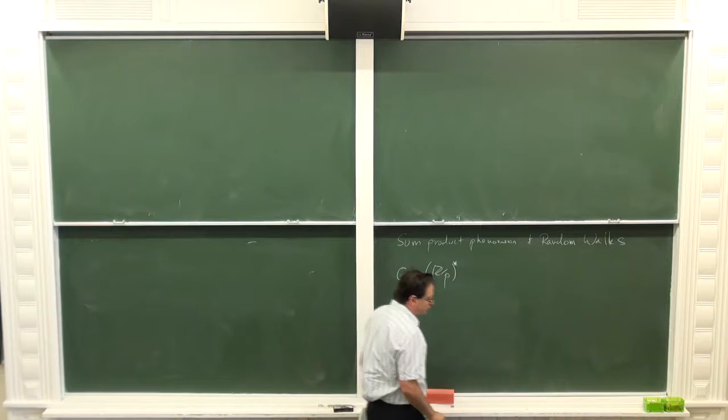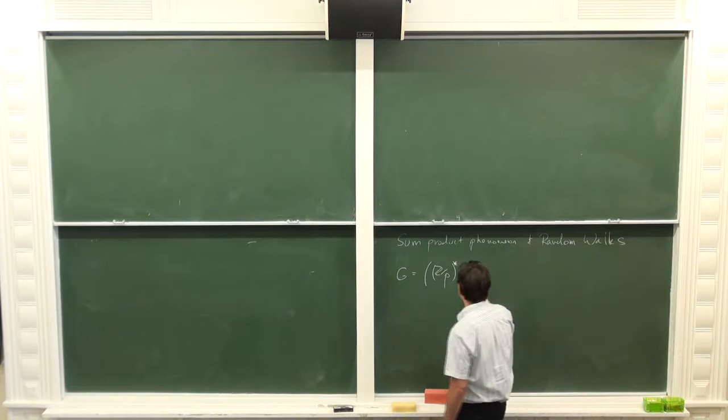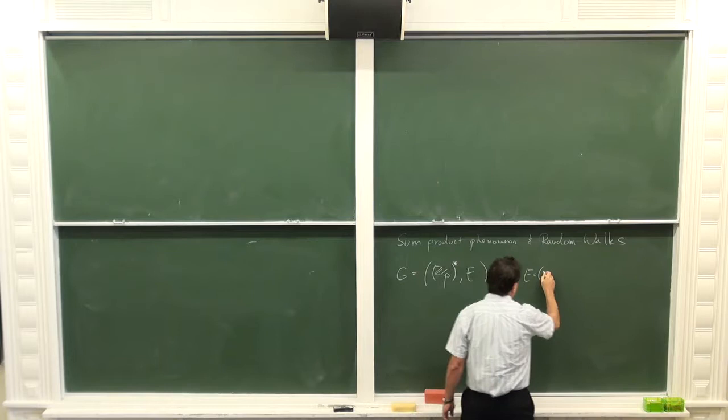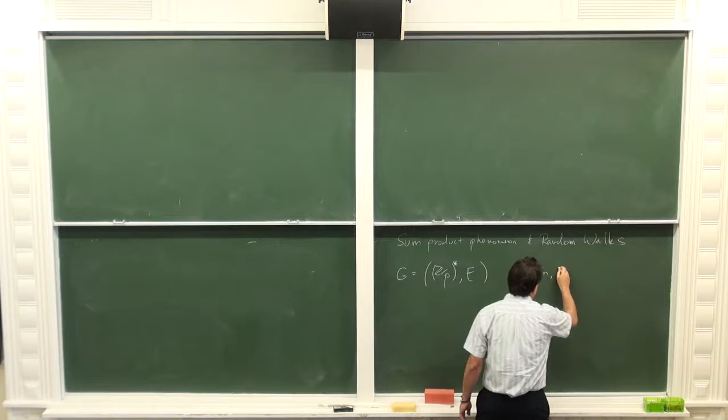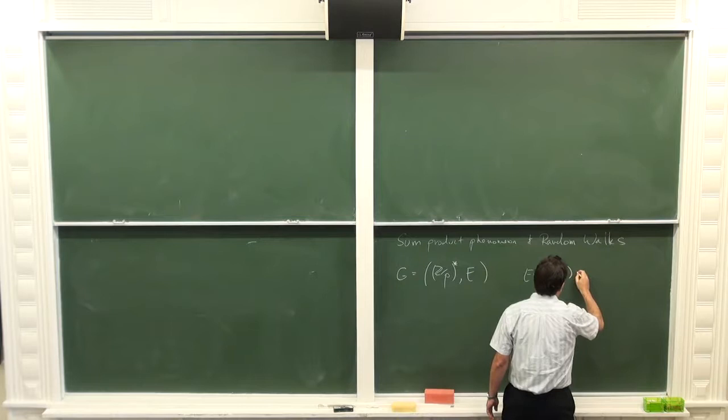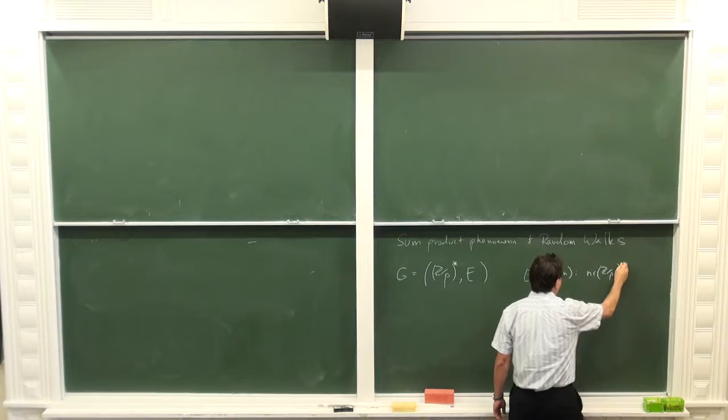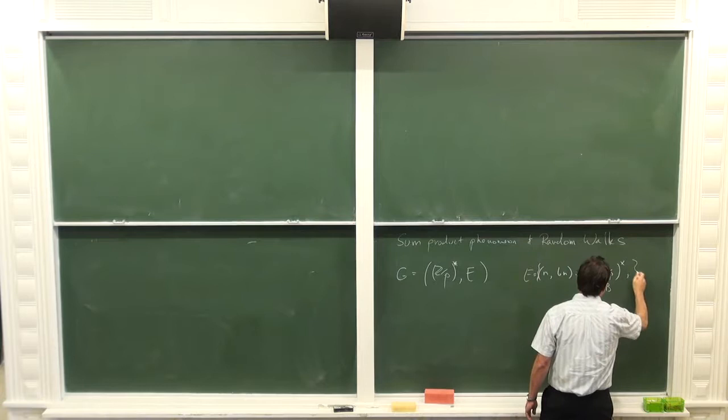And then I need to define an edge set. So my edge set, I would connect every vertex n to bn modulo p. So n is any invertible element of Z mod p, and b is any element in some set B. So this is the graph. It could be interesting, it could be uninteresting.